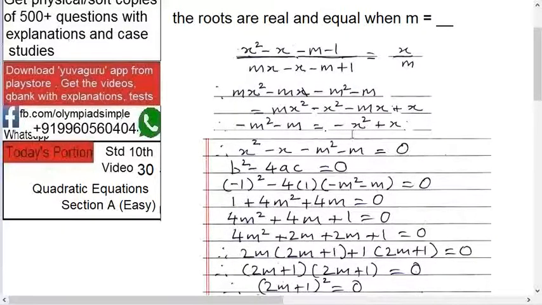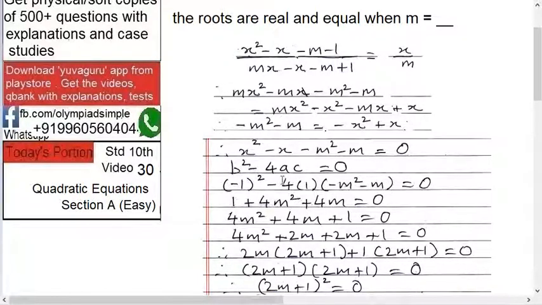This is full c. So roots are real and equal, so it becomes b square minus 4ac equals to 0. Therefore minus 1 square, okay, minus 4 into 1 into c, which is this full minus m square minus m, equals to 0. Solve this.